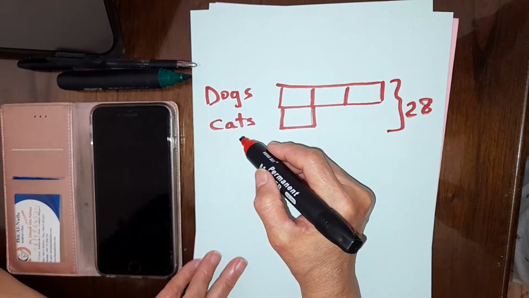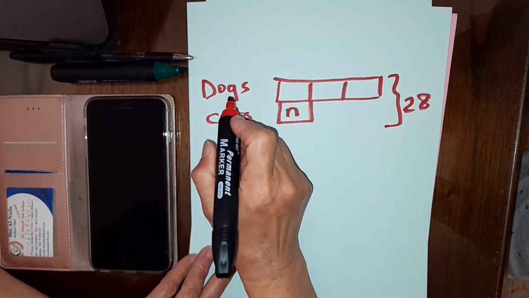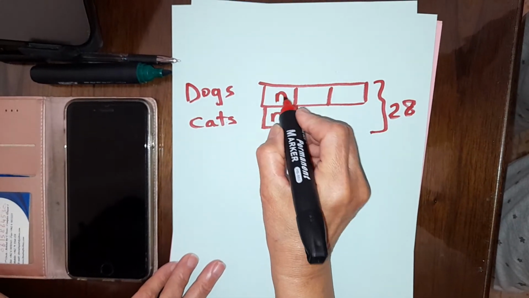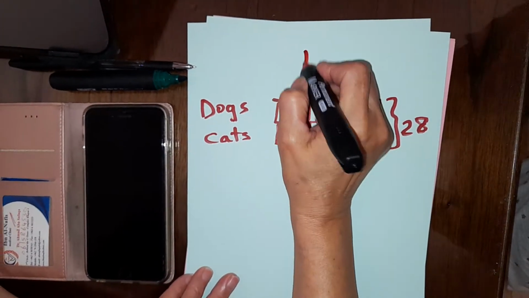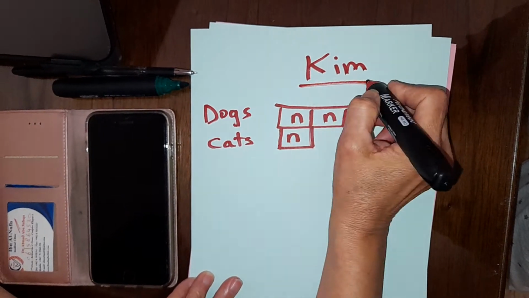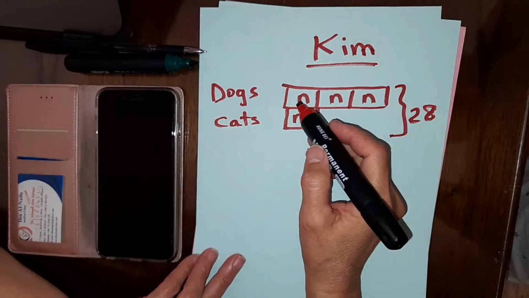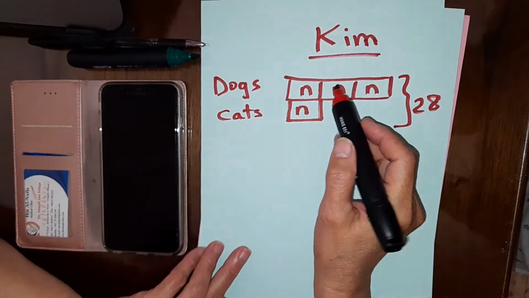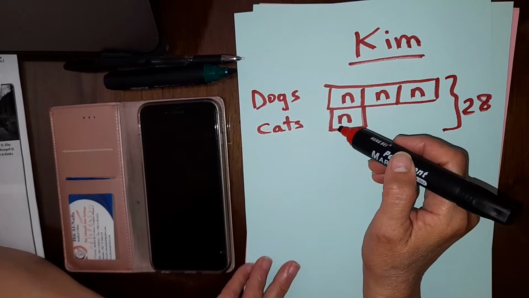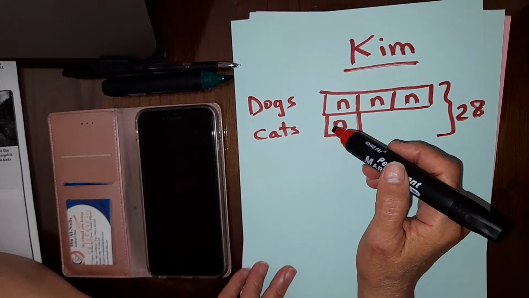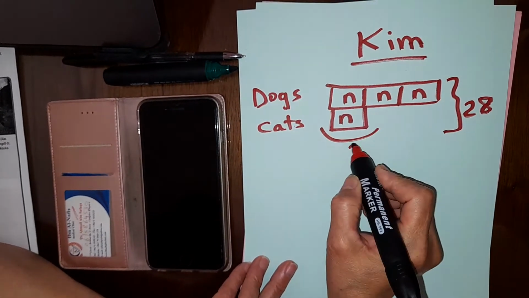I will start with the small box. I don't know how many cats she has, so I will write here N. Then I will repeat for the dogs N 3 times. Again, let's go to the question. They said last month, we are talking about Kim. She trained dogs. The number of dogs she trained is 3 times as many as cats. So the dogs are more, 3 times. The question they asked, how many cats did Kim train? They want this, how much?